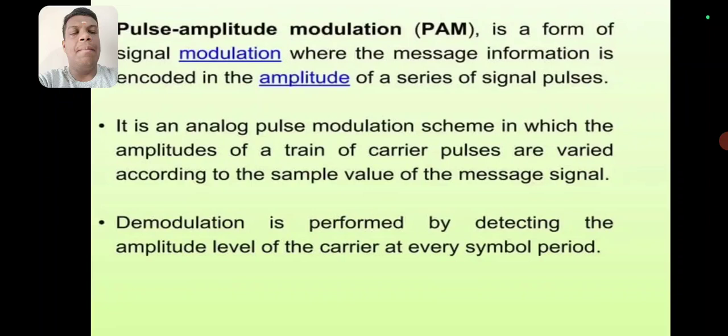PAM is the full form of pulse amplitude modulation. It is a form of signal modulation where the signal information is encoded in the amplitude of a series of signal pulses. It is an analog pulse modulation scheme in which the amplitudes of the train of carrier pulses are varied according to the sample value of the message signal. Demodulation is performed by detecting the amplitude level of the carrier at every symbol period.